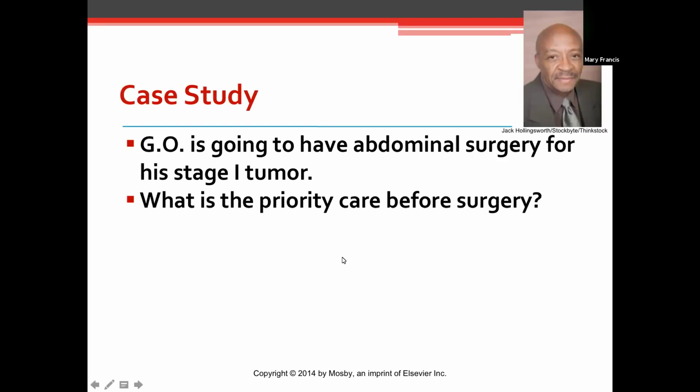Gio is going to have abdominal surgery for his stage 1 tumor. What is the priority care before surgery? Well, one of the priority cares would be to make sure he has his antibiotic, and to make sure you can answer all questions. He should feel relatively positive in that the outcomes for stage 1 are pretty good.